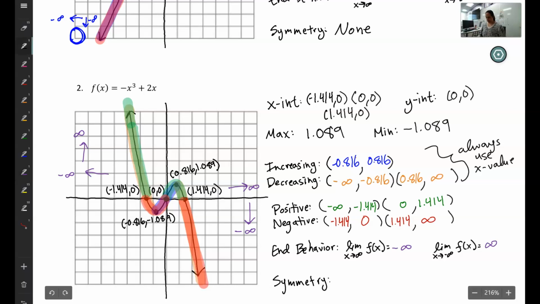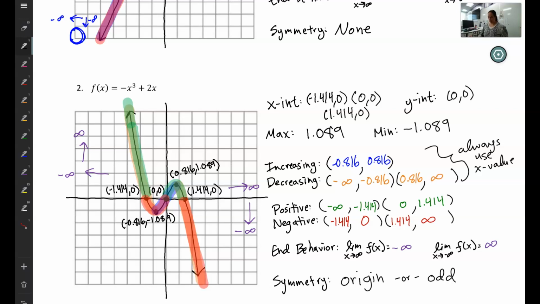Last one, symmetry. So if I look, this is not symmetric across the y-axis. It's not reflected across the y-axis. But if I take this section of the graph and I rotate it, it will fall on top of the other section. So that becomes that. So that means we have origin symmetry, or odd.